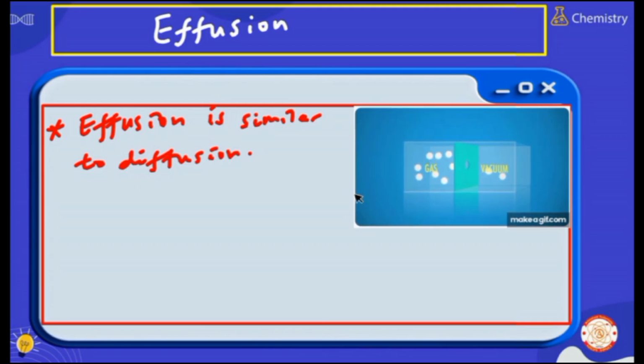So imagine you have a container just like this. Inside the container there are gas particles.